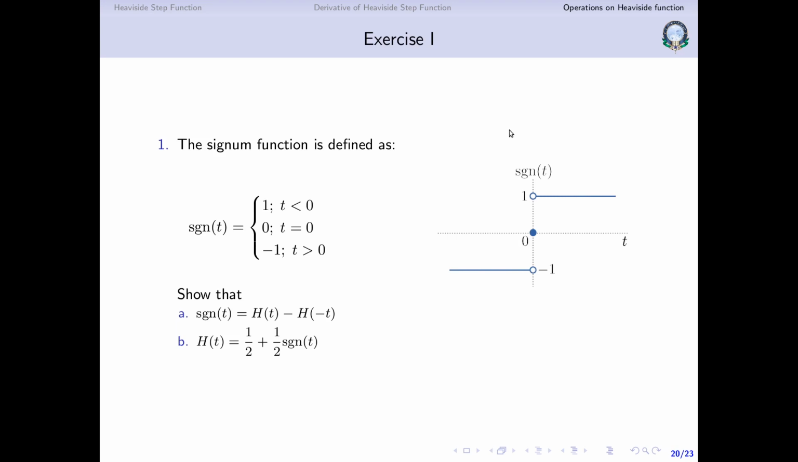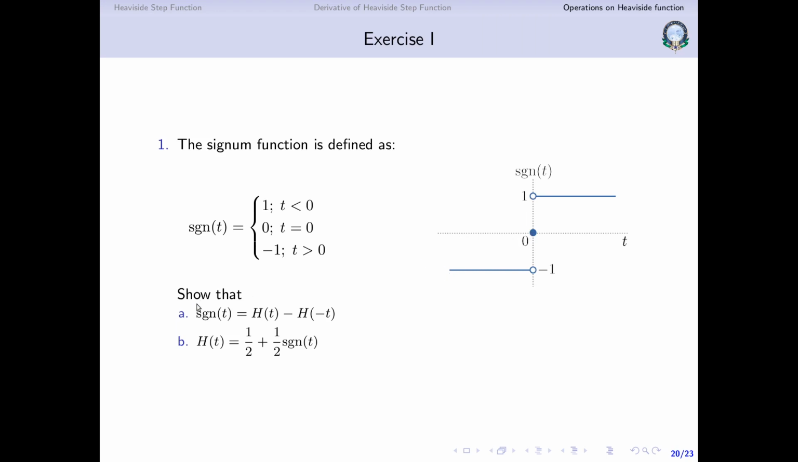So it is just like the Heaviside step function, except instead of having 0 for negative values of t, it takes the value of -1. And at t equal to 0, we can consider the signum function to take the value 0. You can see here, this is very similar to the Heaviside step function, except instead of 0 here, it takes the value -1.